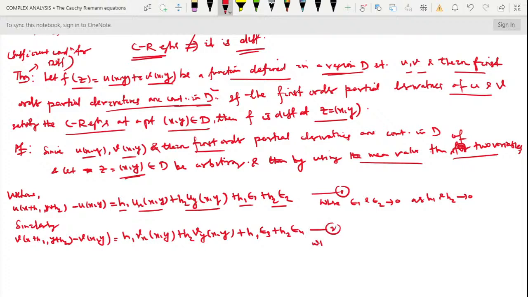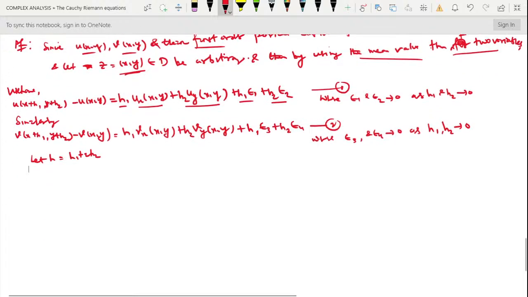This is your equation 2, where epsilon 3 and epsilon 4 tend to 0 as h1 and s2 tend to 0. Okay, let this be your equation 2, and let h be h1 plus I s2. Okay, so now consider our f of z plus h minus f of z divided by h.